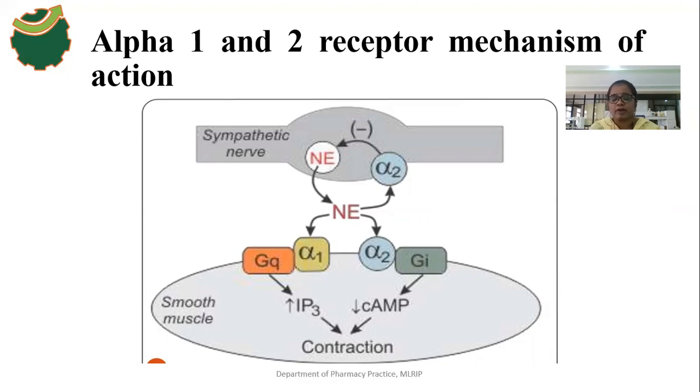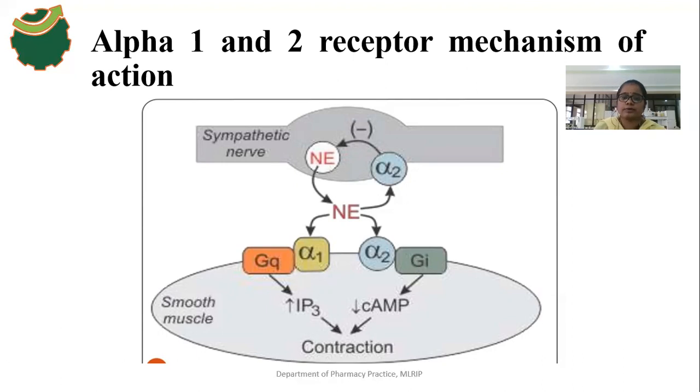The calcium, after binding with calmodulin, forms a complex that stimulates the activity of MLCK. What is MLCK? MLCK means myosin light chain kinase. This enzyme is required for the phosphorylation of the muscle protein called myosin. Upon the phosphorylation of myosin protein, a contraction effect will be produced.